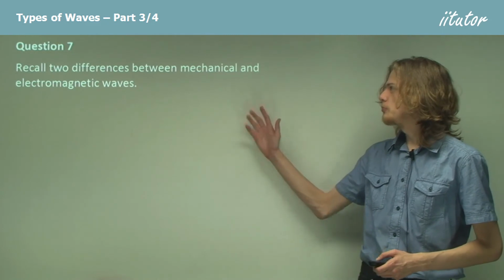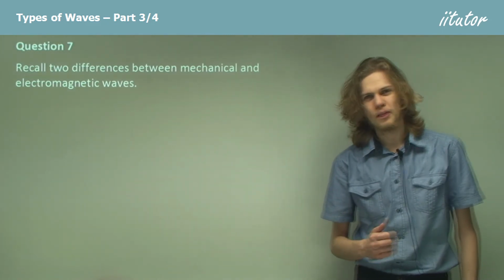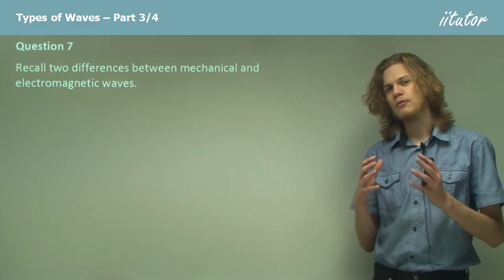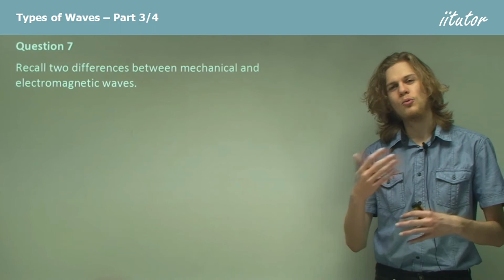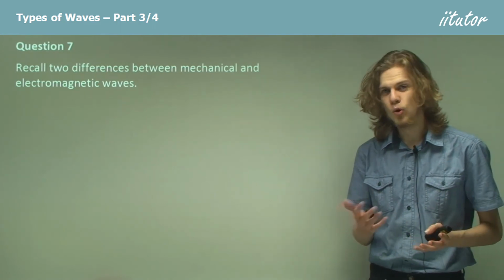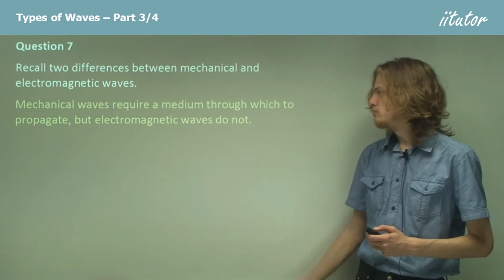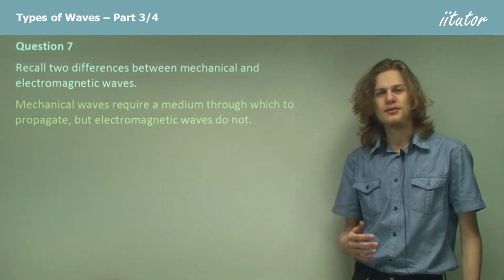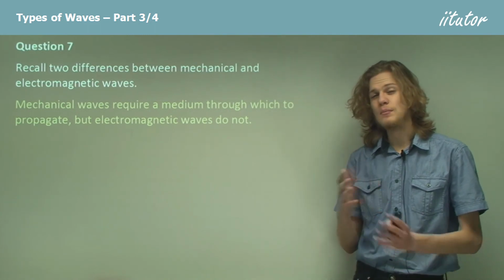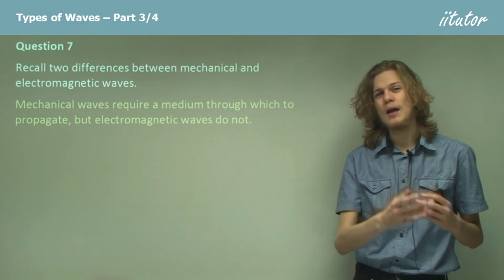Recall two differences between mechanical and electromagnetic waves. This should be fairly easy, I hope. Mechanical waves have to travel through a medium because they travel through particles interacting with each other mechanically or through contact forces. Right? Electromagnetic waves don't need this. They travel by creating alternating electric and magnetic fields, and with these they can travel through empty space.